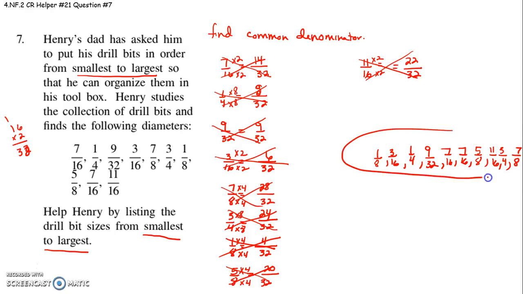All right, I hope that helps. Find a common denominator. List them from smallest to largest if that's what they're asking you to do, and then make sure you put your final answer back in their original forms. Don't leave them all over 32. Write them back in their original forms. I hope that helps.